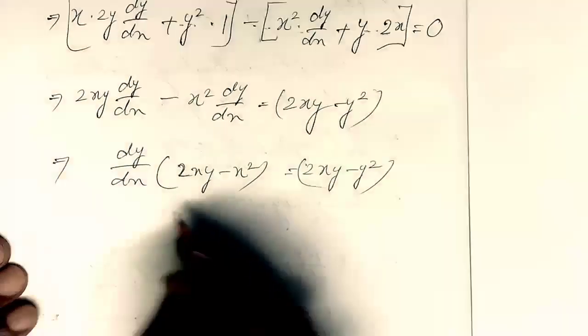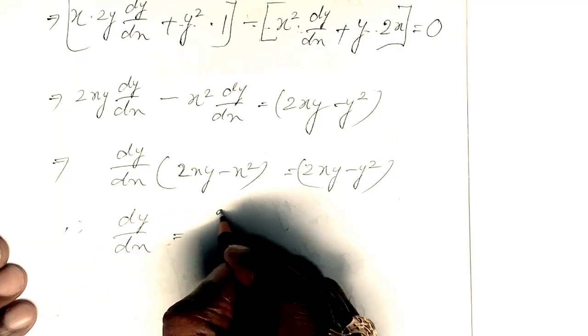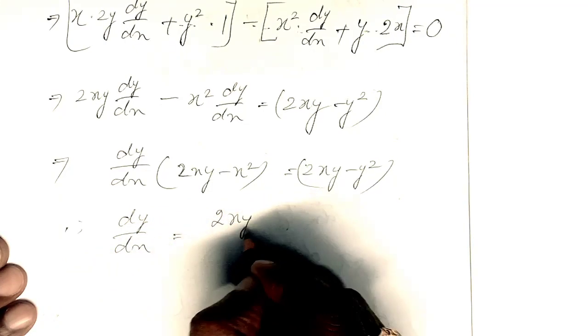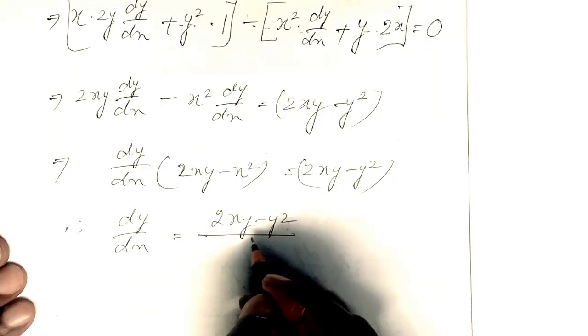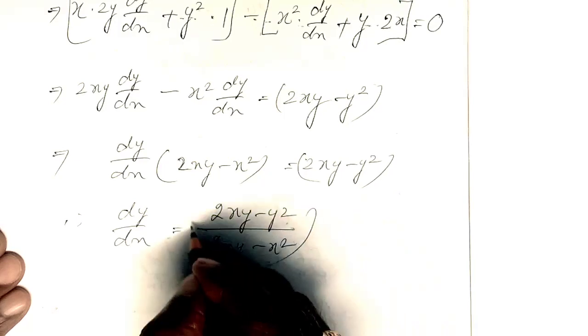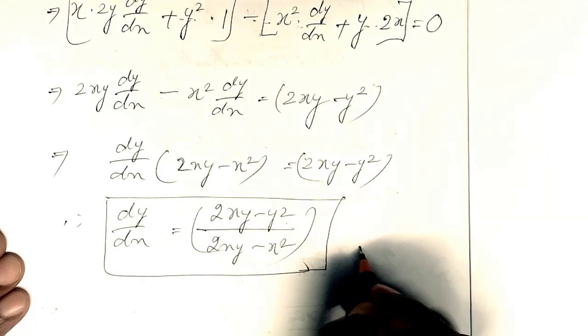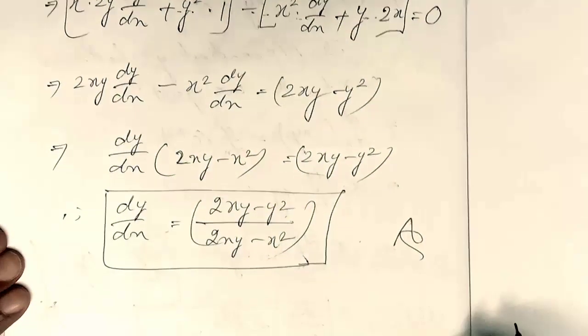So what is the result? dy by dx will be, just you have to divide 2xy minus y square by 2xy minus x square. This is the way of finding dy by dx from an implicit function. Question number 1, 4th part I have completed. Next part I will do.